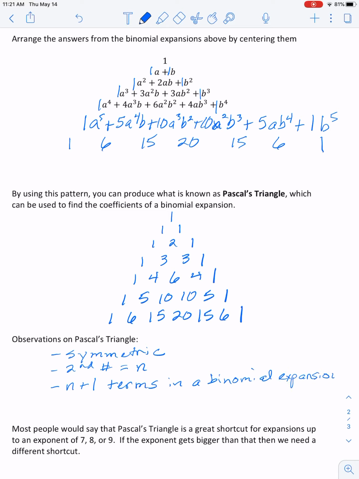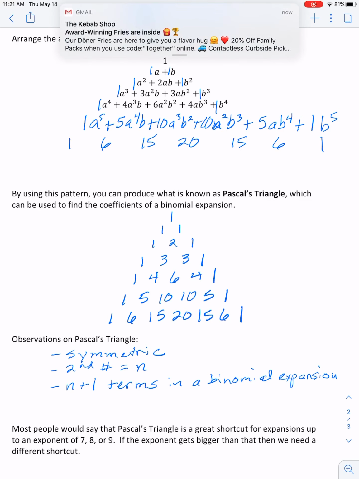What I mean by that is if we're raising something to, say, the 5th power, you can see in Pascal's triangle, we find the row that's got a 5 in it, and you can see there's 1, 2, 3, 4, 5, 6 terms. There's 6 coefficients, which means there's going to be 6 terms. So there's always going to be one more term than whatever power you're raising it to.